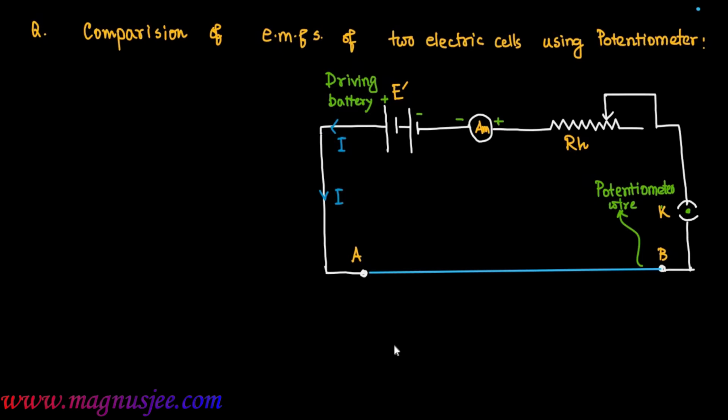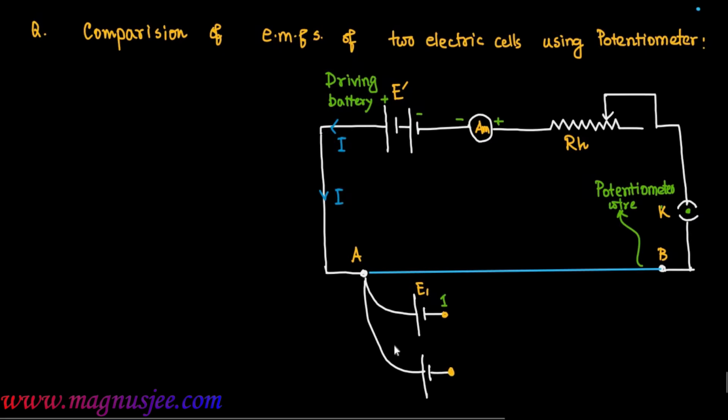E'. Now we can connect two electric cells as shown in the figure. This is the first electric cell of E.m.f. E1. We can connect another electric cell, and the electric cell of E.m.f. E1 and the other electric cell of E.m.f. E2 will be connected to the terminals 1 and 2 of a two-way key.